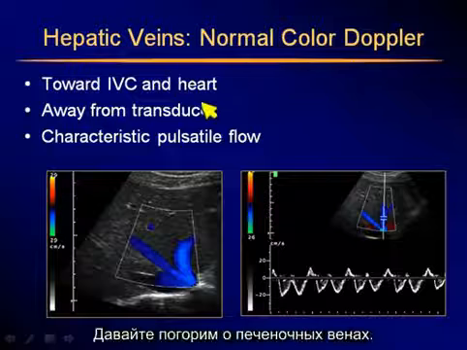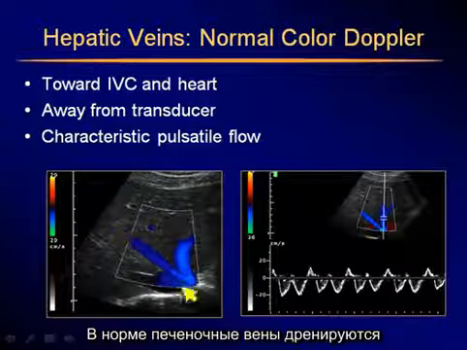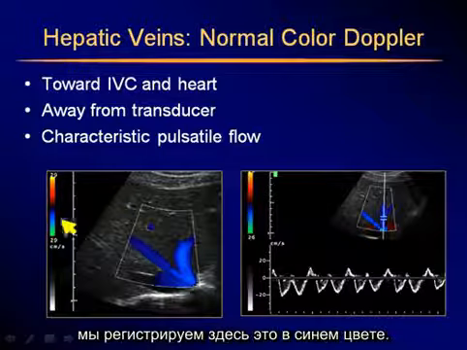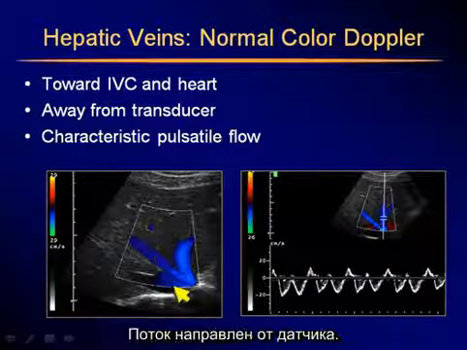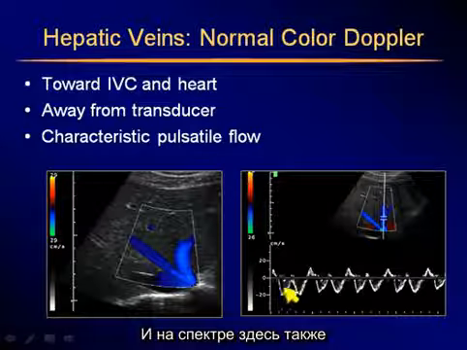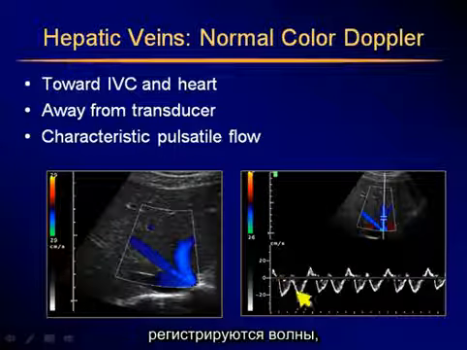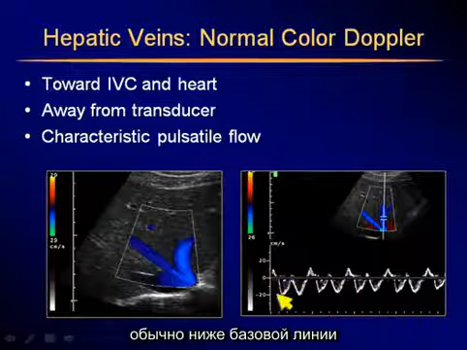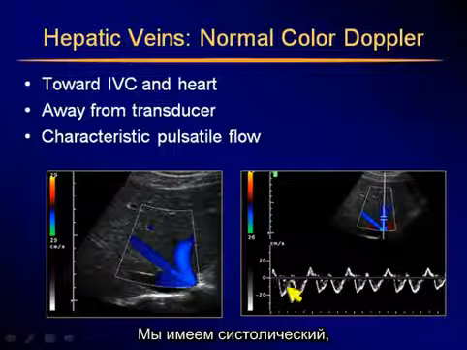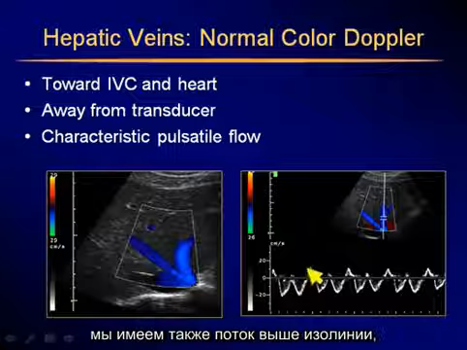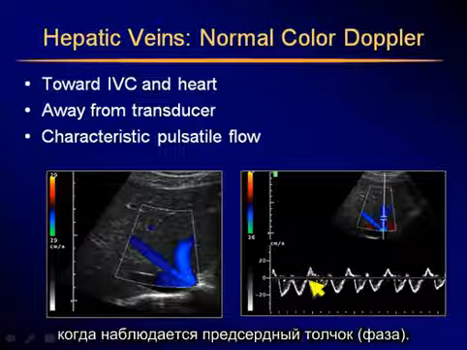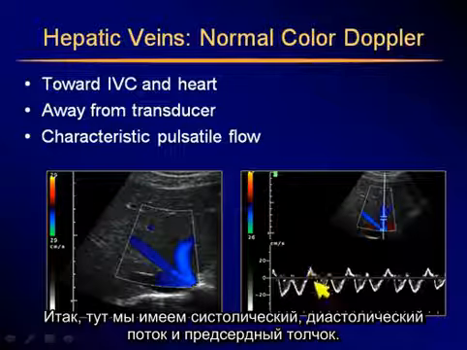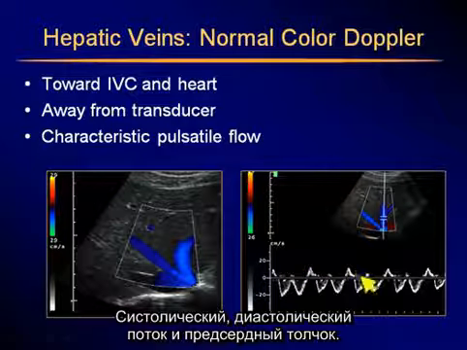Now let's look at the hepatic veins. Normally, the hepatic veins drain towards the heart. That's why they're registered here in blue, away from the transducer. And on the spectral, they are also registered away, usually below the baseline, where we have systole, diastole, but we have above the baseline when we have the atrial kick. So we have systole, diastole, kick. Systole, diastole, kick.